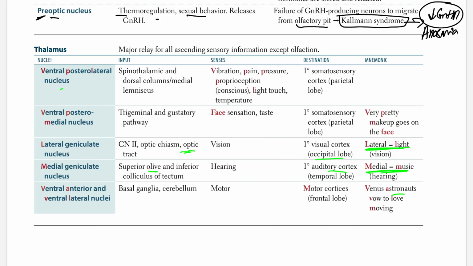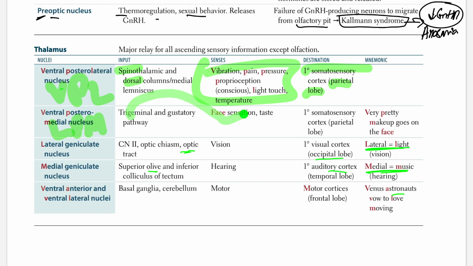So let's just recall this thing. VPL. It's all about the spinothalamic and dorsal column, which is all these sensations, which will go into the primary somatosensory cortex in the parietal lobe. VPM is all about just the trigeminal, which is the face, and the gustatory, which is the taste. Very pretty makeup goes on the face.